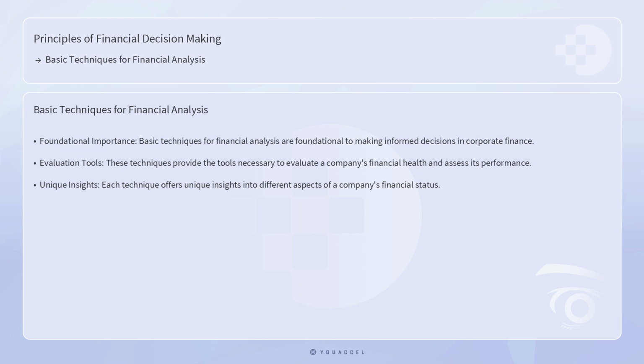These techniques provide the tools necessary to evaluate a company's financial health, assess its performance, and identify areas for value enhancement. The primary techniques include ratio analysis, trend analysis, comparative financial statements, common-size financial statements, and cash flow analysis. Each of these techniques offers unique insights into different aspects of a company's financial status.